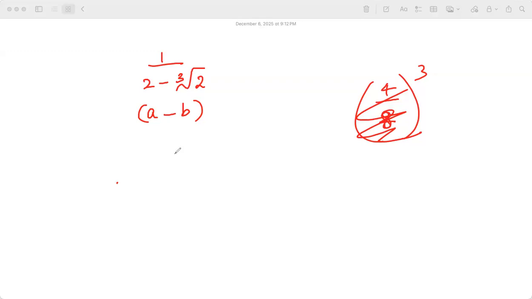Could we have a cube minus b cube? What is it? A cube minus b cube? I don't know, but this is not a cube, right? What do you do? Priyanti, see, when will this denominator become rational? If you multiply it by 2 minus cube root 2, and then again 2 minus cube root 2.